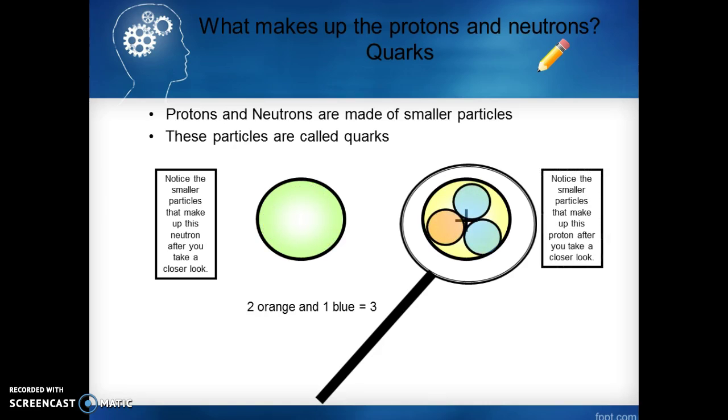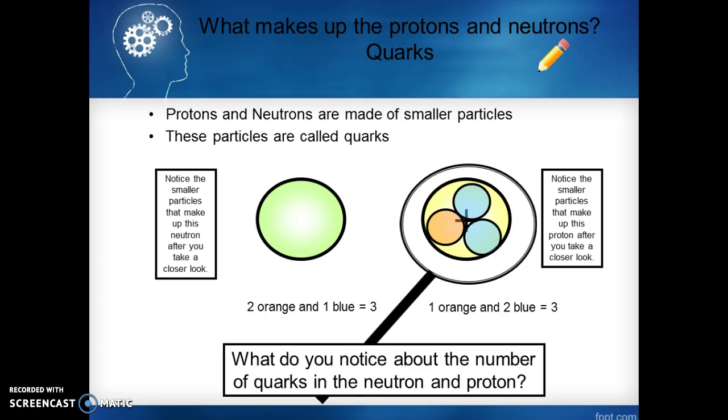Notice the smallest particles again? This time there's 1 orange and 2 blue for a total of 3. So what do you notice about the number of quarks in the neutron and proton? Well, you can see right here, they both equal 3.